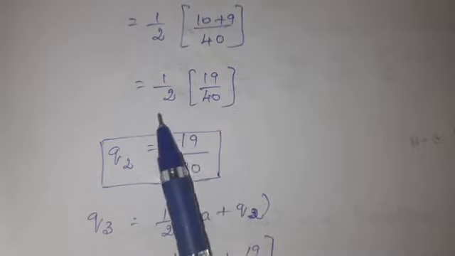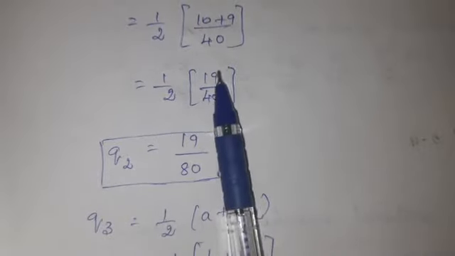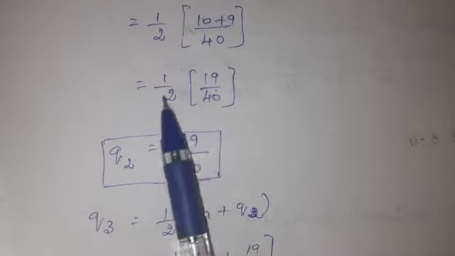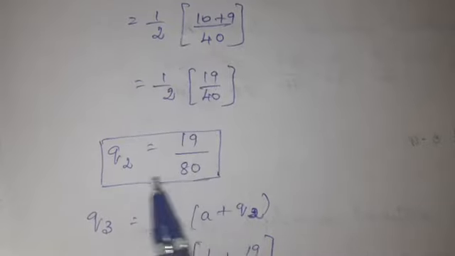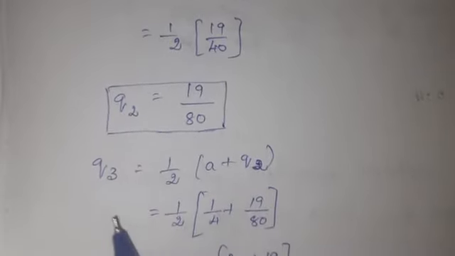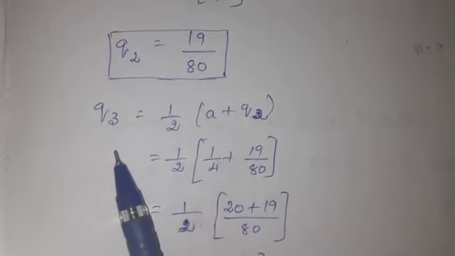Then it is equal to 1 by 2 into 10 plus 9 is 19 by 40. Then multiply with 1 by 2. 1 into 19 is 19, 2 into 40 is 80. That is Q2. Next I am going to find Q3, that is the third rational number.